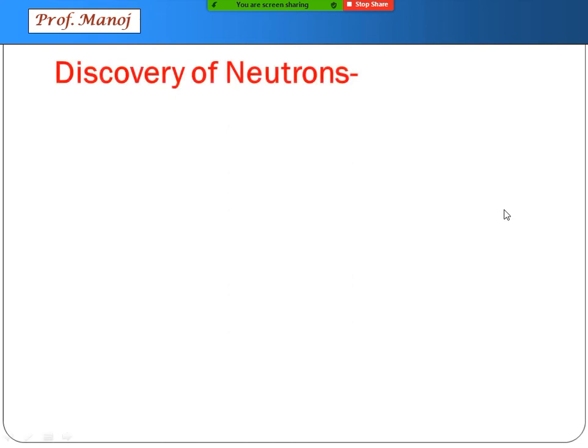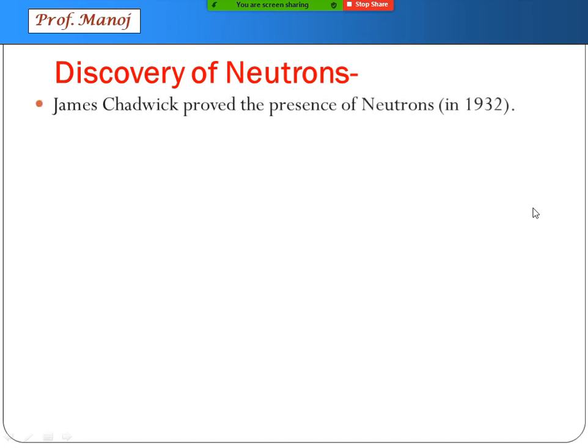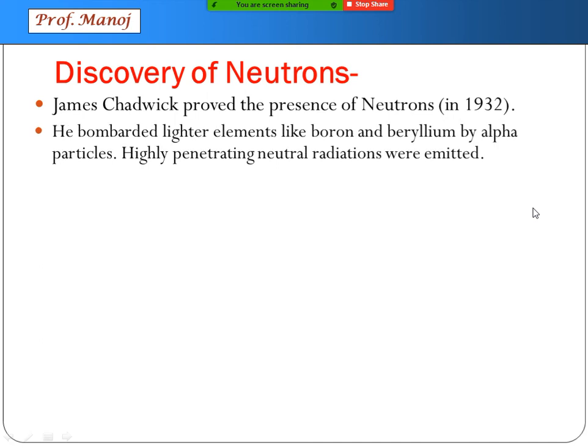Lastly, we come to the discovery of neutrons. Among all the particles, the most difficult particle for scientists to detect was the neutron. You can guess a reason for it. They do not have any charge. Since charge is not there, detection becomes very difficult. Whatever is charged, we can find easily using electric and magnetic fields. James Chadwick proved the presence of neutrons in 1932.